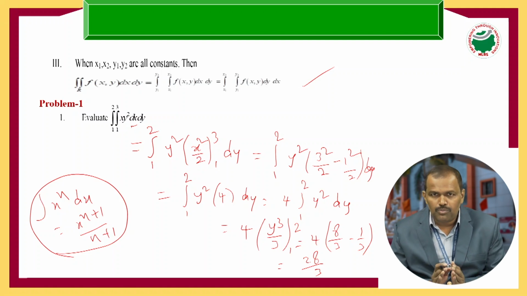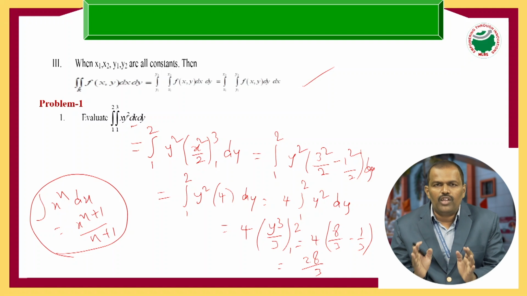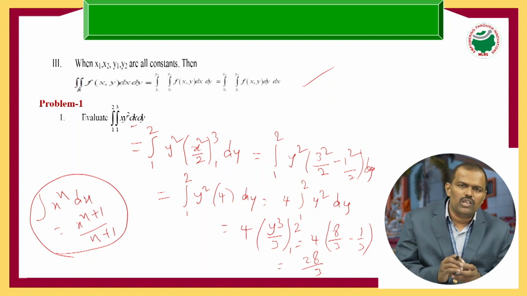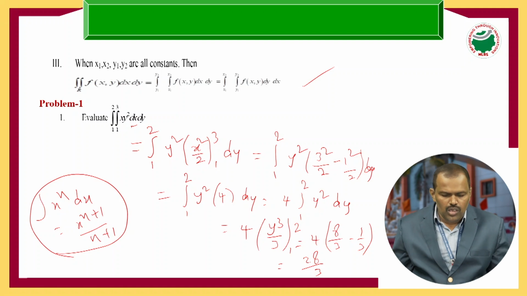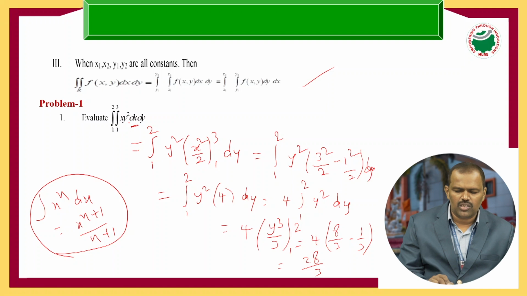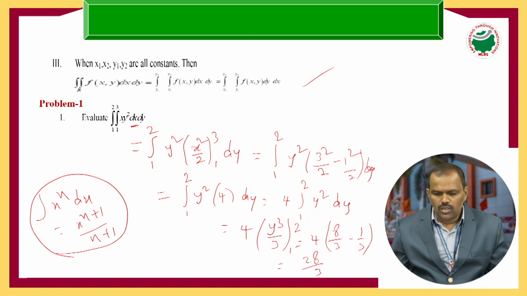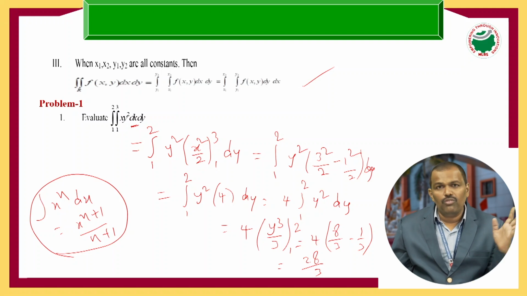In this problem, both the variables' limits are constants. That means x limits, y limits, both are constants, so that's what we can get easily. First I applied with respect to x. As per the given problem, dx is first, so I applied that first. At that time, keeping y terms constant, here y square is a constant. X square by 2, then apply the limits, and then it gets converted into only y terms.